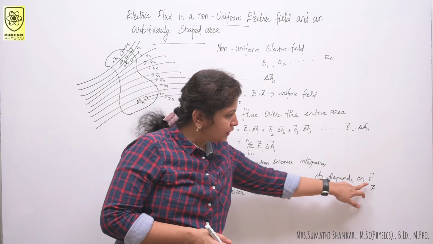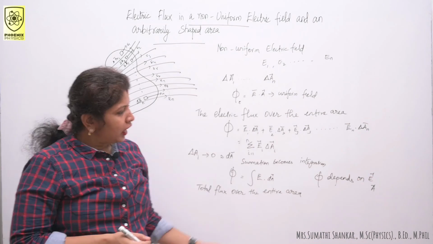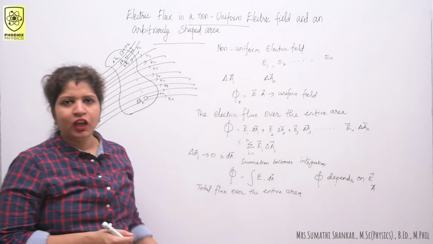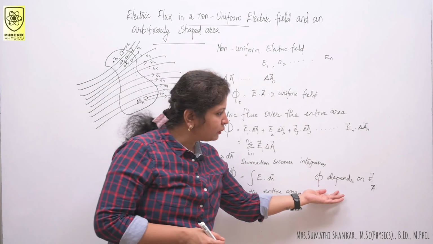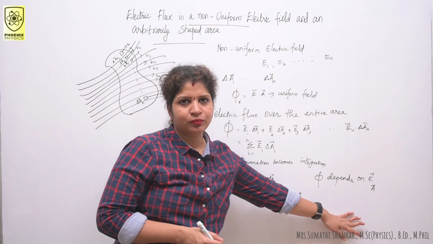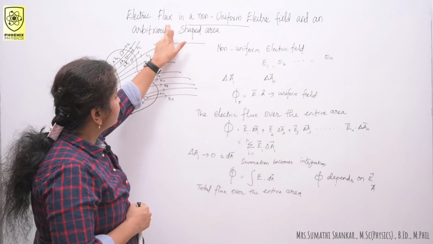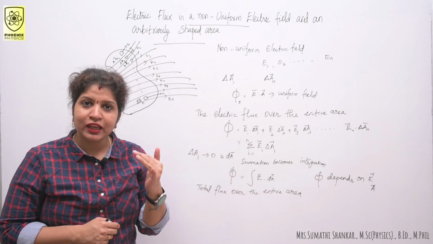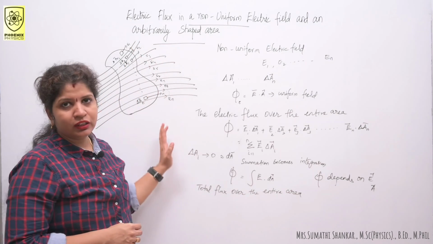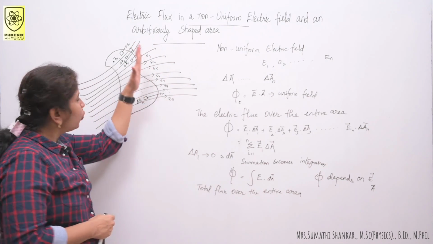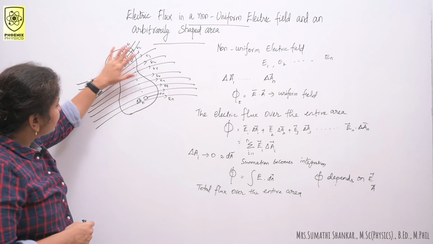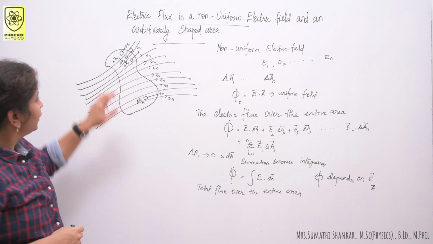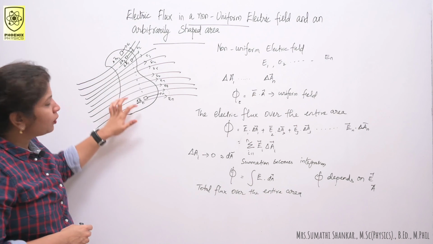Phi depends on the electric field pattern and the orientation of the surface with respect to the electric field. Or you can simply say phi depends on E vector and A vector. In this topic we discussed electric flux in a non-uniform field. You know that if it is a non-uniform electric field, E has different values, E1 to En. And we have chosen one irregular shape. So this entire shape is divided into small area elements, delta A1, delta A2 up to delta An.